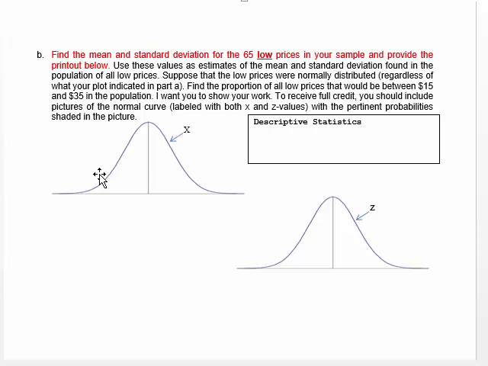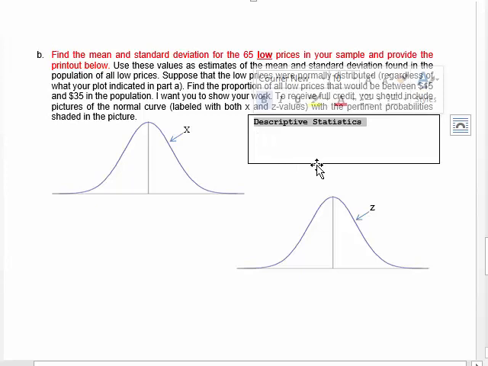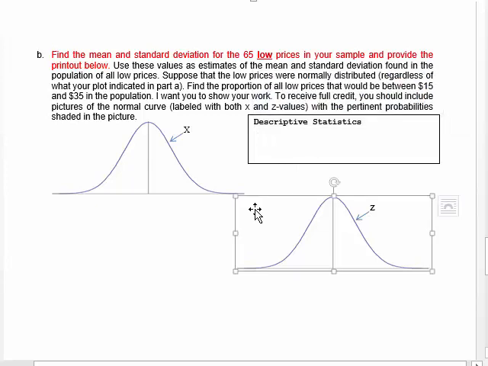So I want you to go look at all 65 stocks. So use all 65 again. Give me the mean and the standard deviation of your low prices. And you're going to paste that printout right here, and I'll show you how to do that in just a second. And then I want you to answer the question, assuming that this is mu and sigma. I know it's not, but just go with me here.